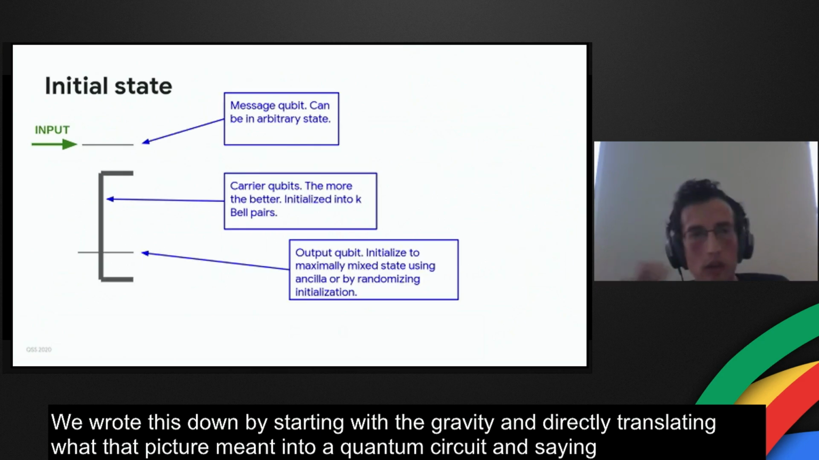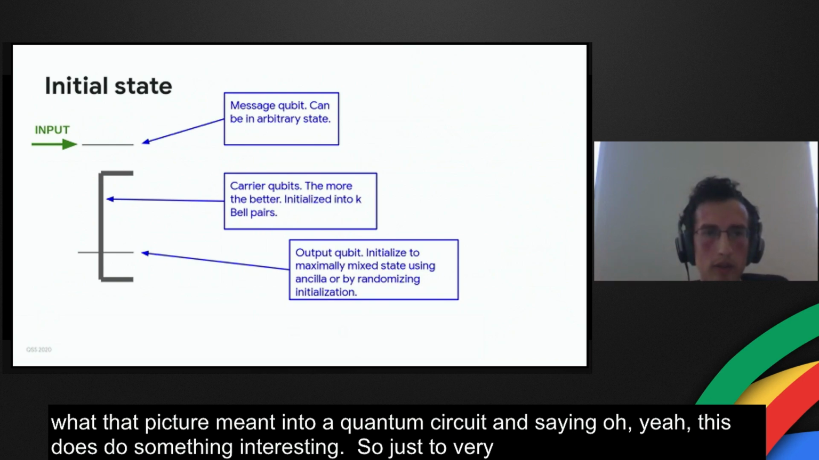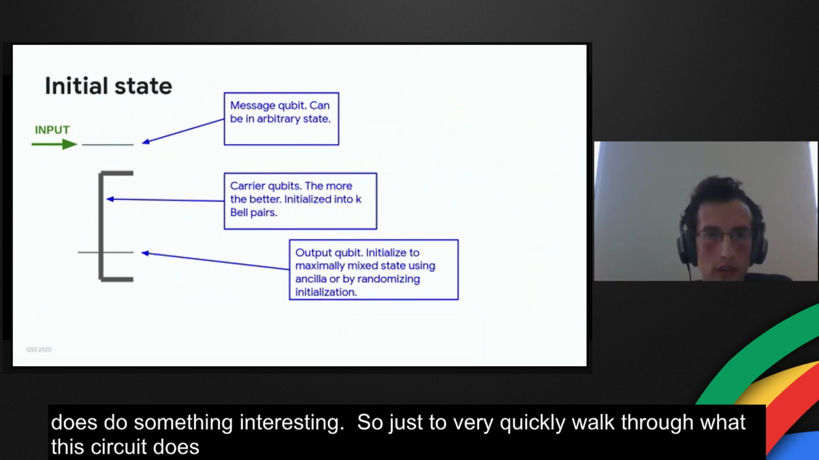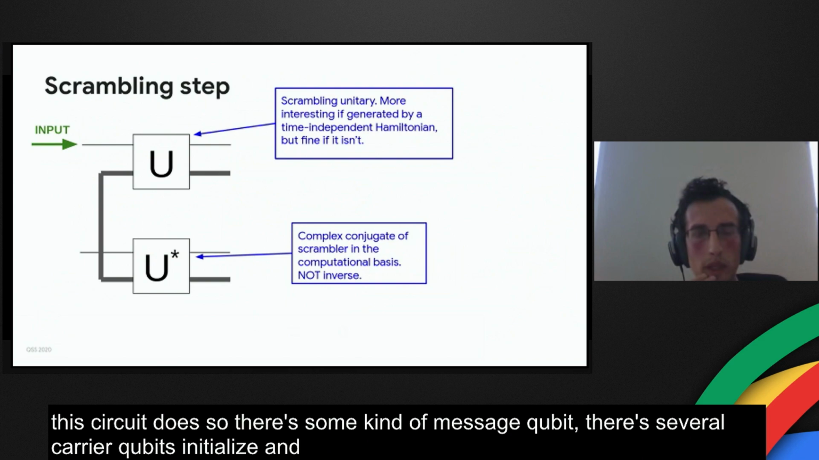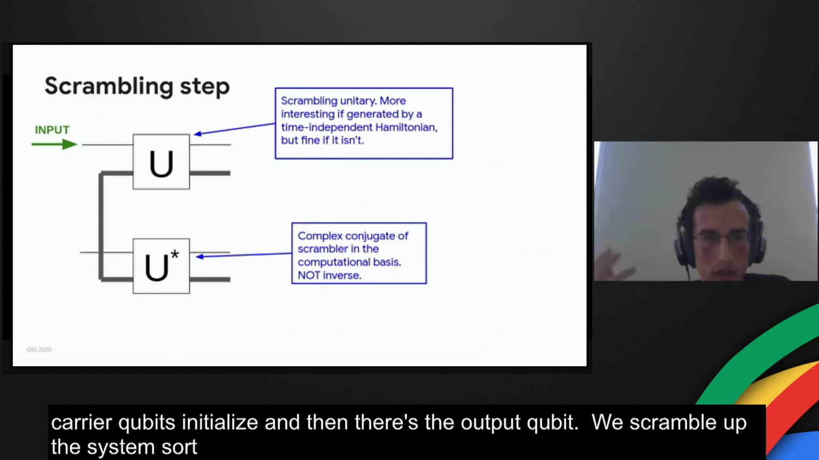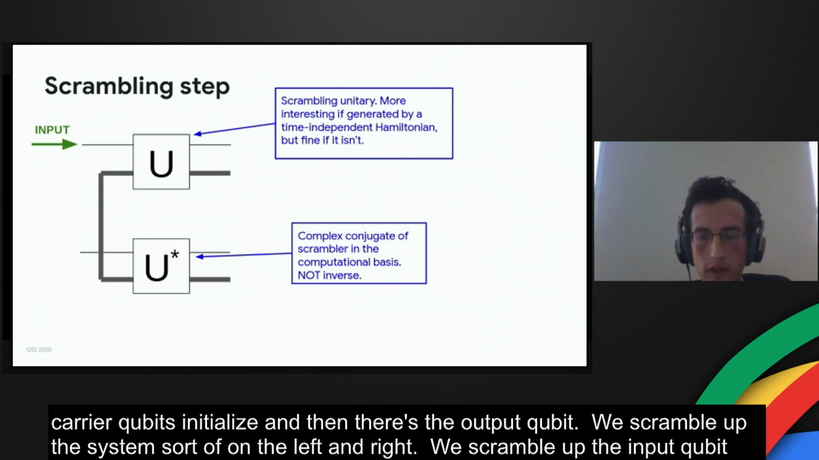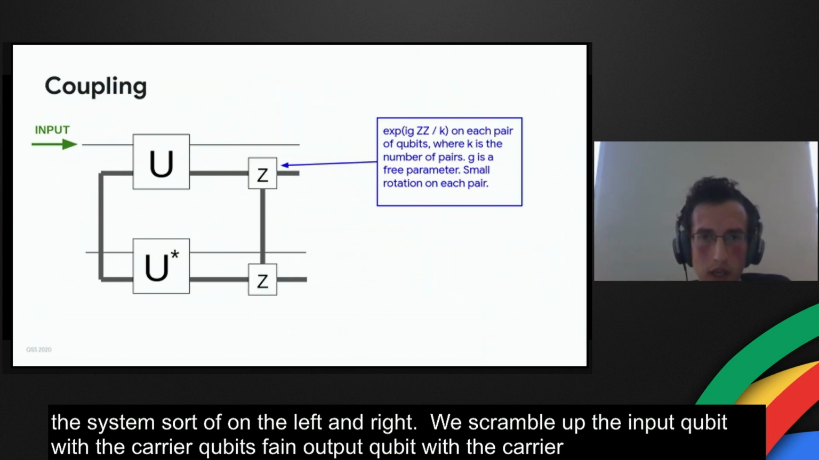So just to very quickly walk through what this circuit does. There's some kind of message qubit. There are several carrier qubits initialized into Bell pairs, and then there's the output qubit. We scramble up the system on the, quote, left and right. We scramble up the input qubit with the carrier qubits, and the output qubit with the carrier qubit pairs. Then we do a very, very light coupling between the carrier qubits.